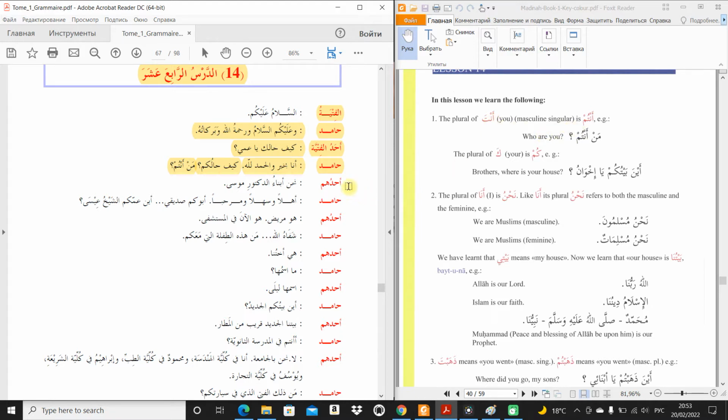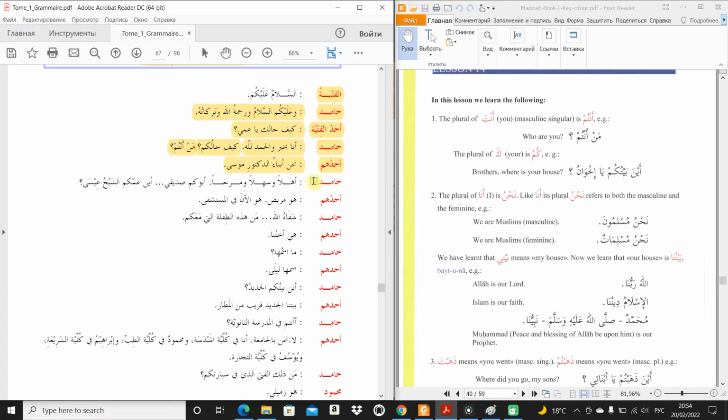That's how it is. And ahaduhum, which means one of them, says نحن أبناء الدكتور موسى. We are sons of the doctor Musa. أبناء الدكتور موسى. It doesn't have tanween because it's مضاف, and الدكتور is مضاف إليه, and مضاف never takes tanween and never takes alif lam.